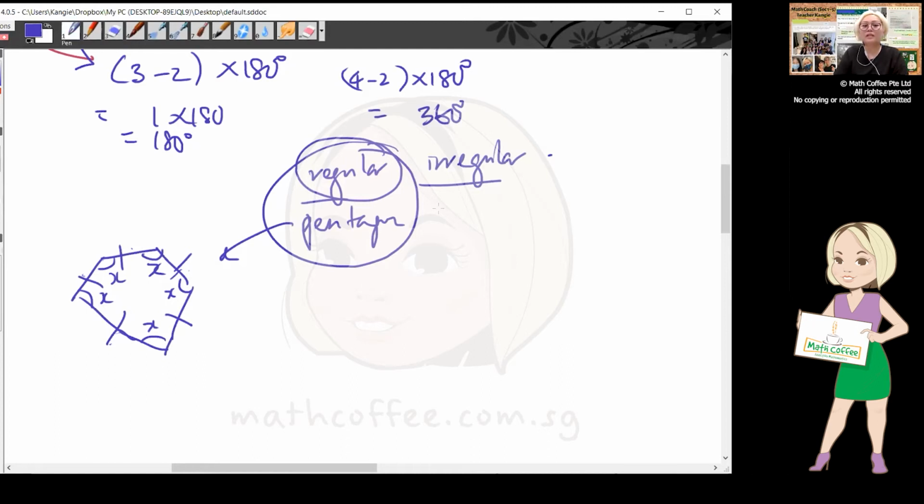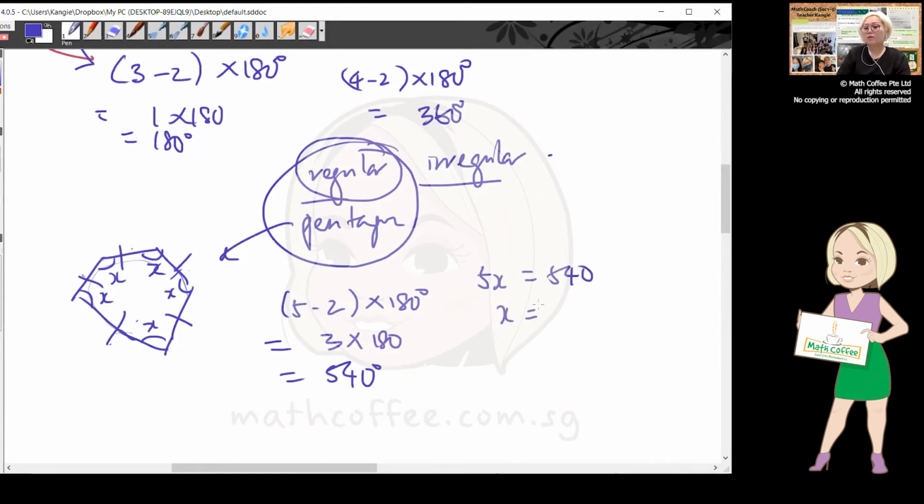When it's regular, it's very easy to find one interior angle. First, you find the sum of interior angles. We say 5-sided, so we apply the formula: 5 minus 2, multiplied by 180 degrees. So it's 3 times 180, which is 540 degrees. Because all these x angles are the same, how many x are there? There are 5x, so 5x equals 540. So x equals 540 divided by 5, which gives 108. So one interior angle of a regular pentagon is 108 degrees.